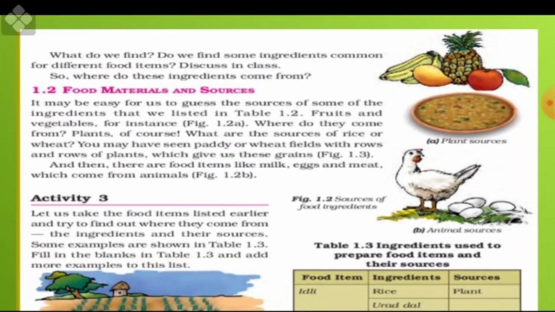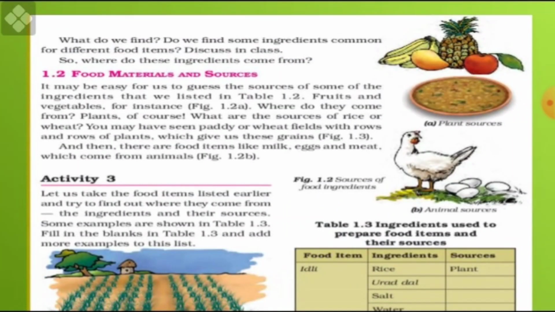About the food varieties. So, what are the different food items we eat all over India? And your friends too, what did they have in the morning? And what are the ingredients? And which part is edible? So, in today's class, we are going to talk about the food materials and their sources.